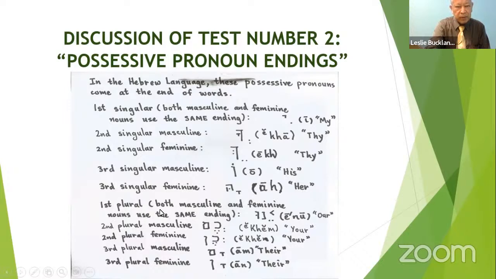First person plural, both masculine and feminine nouns use the same endings, is enu, which is our. Second person plural masculine is ekem, which is your. Second person plural feminine is eken, which is your. Third person plural masculine is which is their. And third person plural feminine is an, which is their. So these are possessive pronoun endings that come to the left-hand side of the word or are attached at the end of the word.